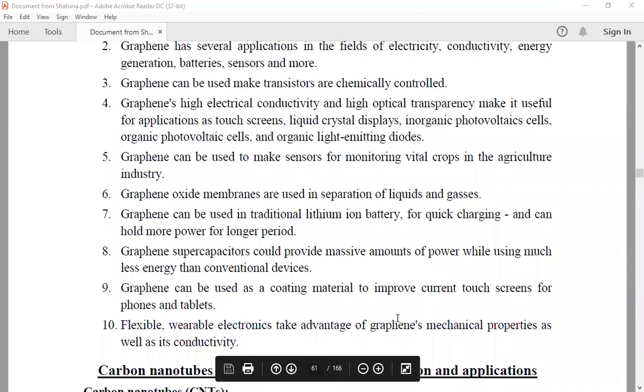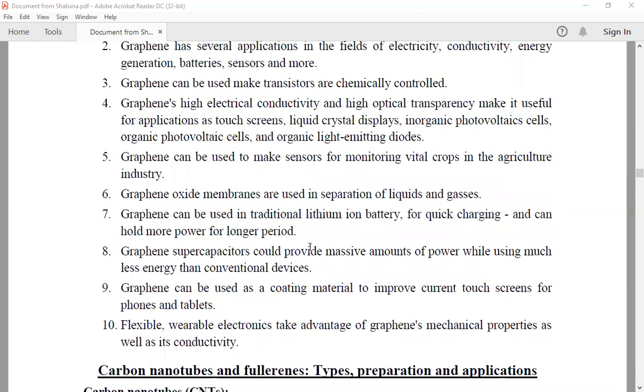And flexible wearable electronics take advantage of the graphene's mechanical properties as well as its conductivity. So this is a brief introduction, or brief information, about graphene. Based on graphene only, the carbon nanotubes and the fullerenes are prepared.